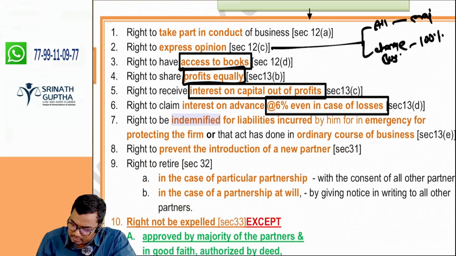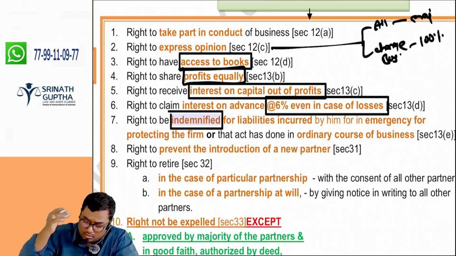Next, right to be indemnified for the liabilities incurred by the firm in case of emergency. If a partner is incurring any expenditure on behalf of the firm in an emergency to save the firm, that partner is entitled to be indemnified. We have to repay the money to such partner because he's spending the money on behalf of the firm.